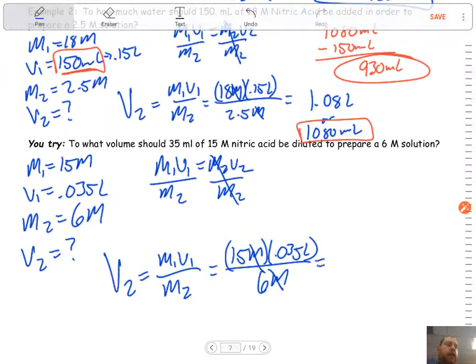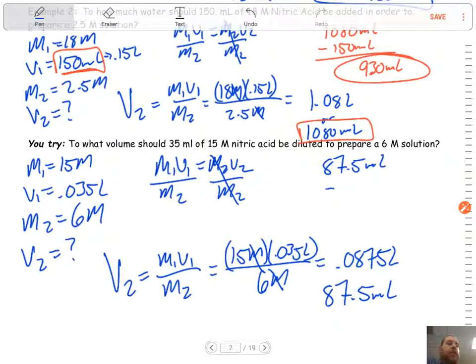Those are gone. When I do this math, I get 0.0875 liters, or if I was going to convert that to milliliters, guys, it'd be 87.5 milliliters. But again, how much water should we add to it? So we need a total of 87.5 milliliters. We need to subtract out the 35 mils that we already had.